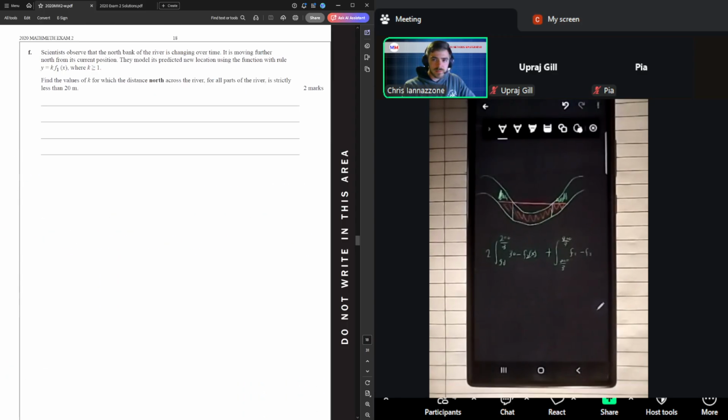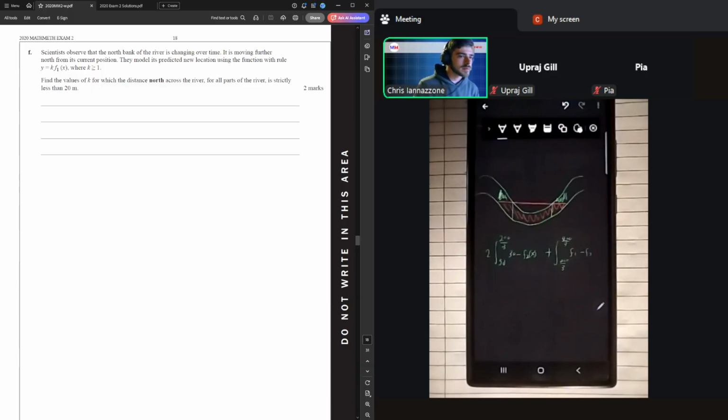And then part F. So, the north bank of the river is changing over time. It's moving further north, but they're applying the K as a dilate factor rather than a translate. That's interesting.